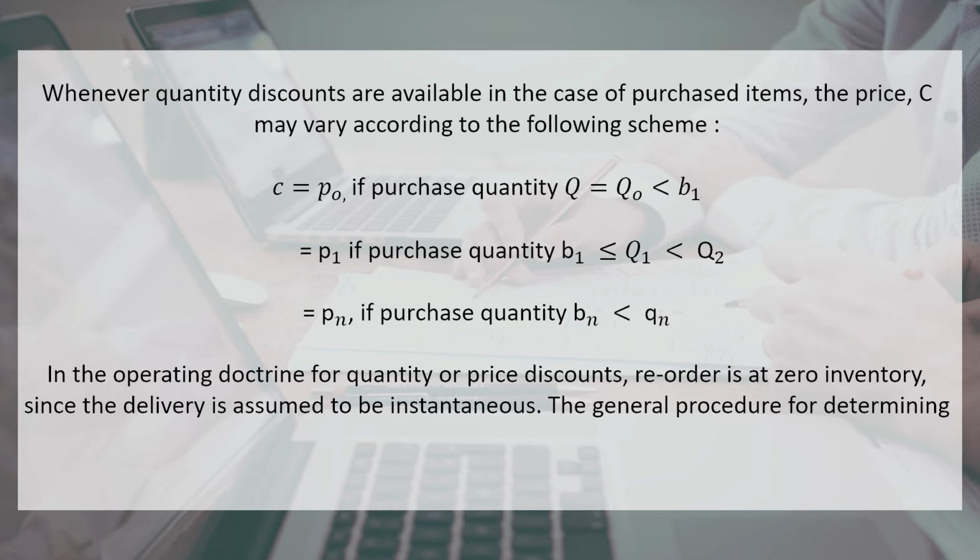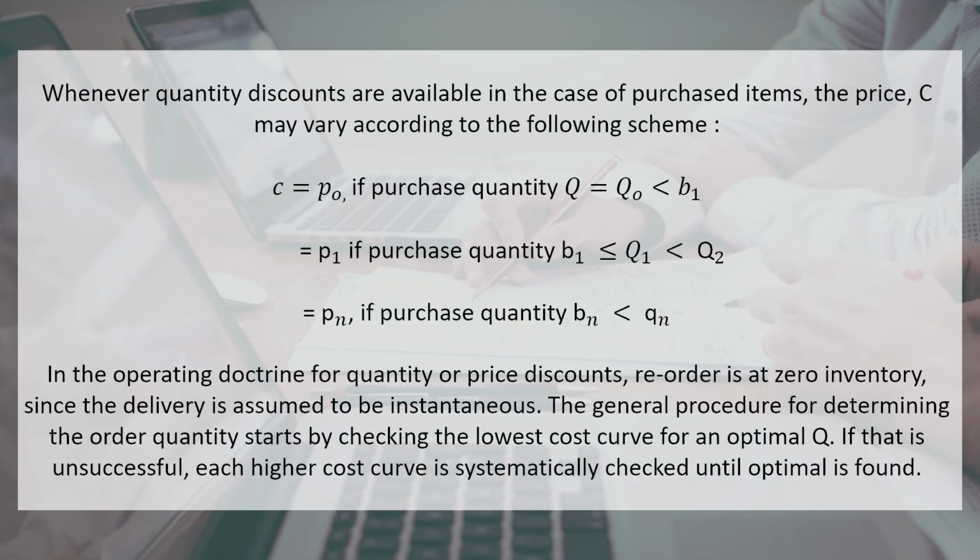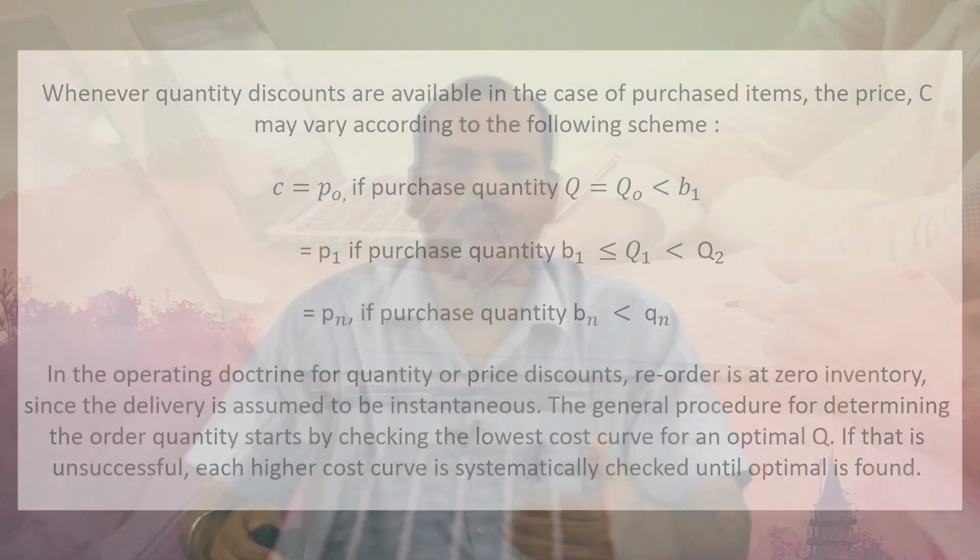assume delivery is instantaneous. So the general procedure for determining order quantity starts by checking the lowest curve for an optimal Q. If that is unsuccessful, each higher cost curve is systematically checked until optimal is found. So there are a few basic steps that are followed in order to calculate economic order quantity, or the quantity which you should order so that total inventory related cost is minimized.